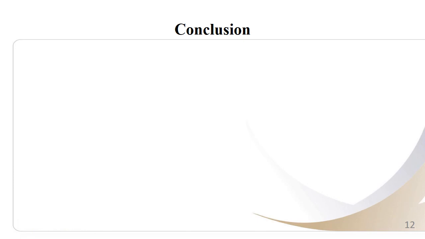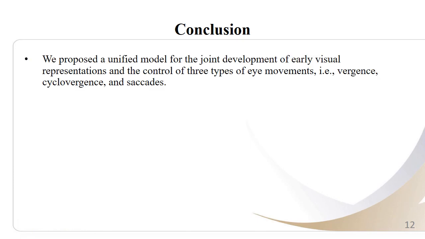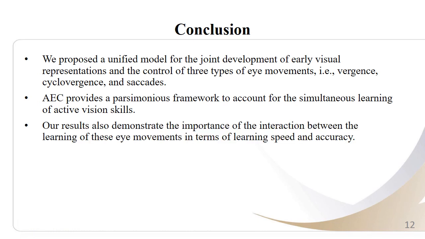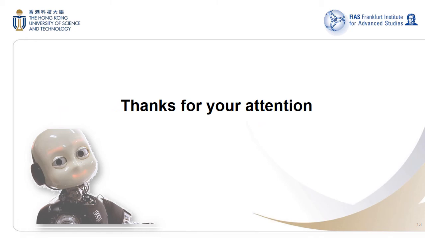So to conclude this talk, in this work, we proposed a unifying framework for the joint development of early visual representations and the control of three types of eye movements: vergence, cyclovergence, and saccades. AEC provides a parsimonious framework to account for the simultaneous learning of active vision skills. Our results also demonstrate the importance of the interaction between the learning of these eye movements in terms of learning speed and accuracy. Thanks for your attention.